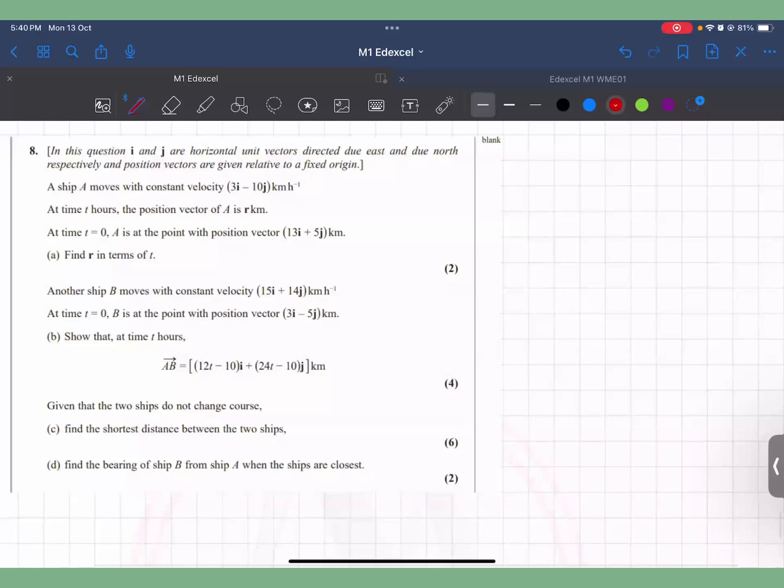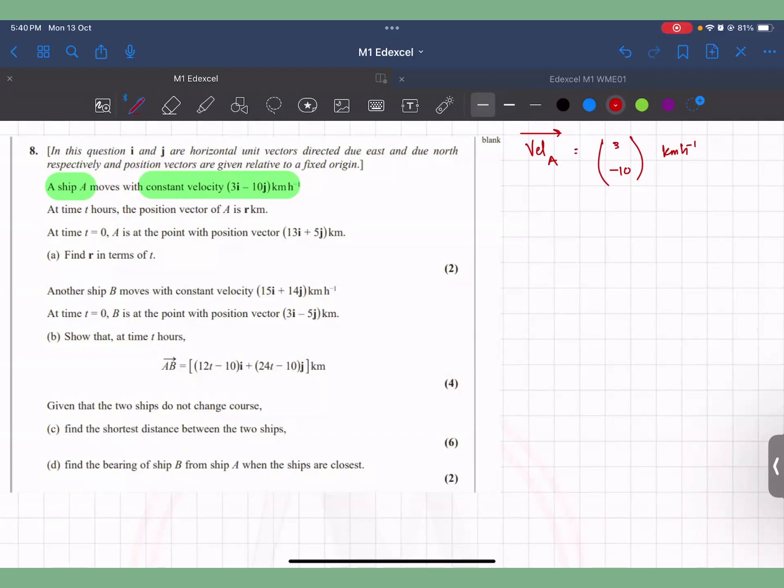Let's see. They have first of all given you a ship, ship A, that moves with a constant velocity. So they have given you the velocity vector of A. So you write it down. Velocity vector of A is equal to 3i minus 10j kilometers per hour.